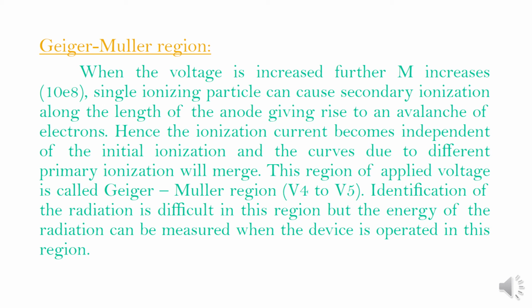When the voltage is increased further, M, the multiplication factor, increases, and a single ionizing particle can cause secondary ionization all along the length of the anode, giving rise to an avalanche of electrons. Hence, we get a very high current in this voltage region. Using this region, we can detect the particle, but we cannot identify the particle.